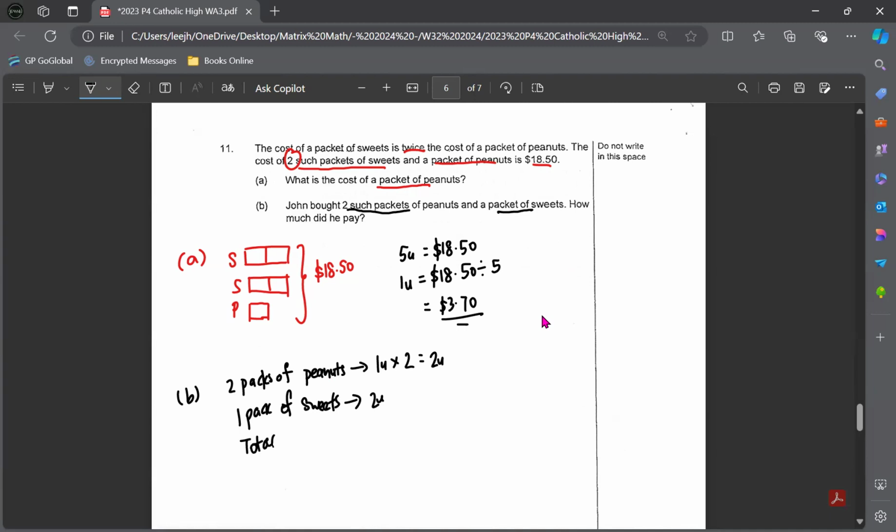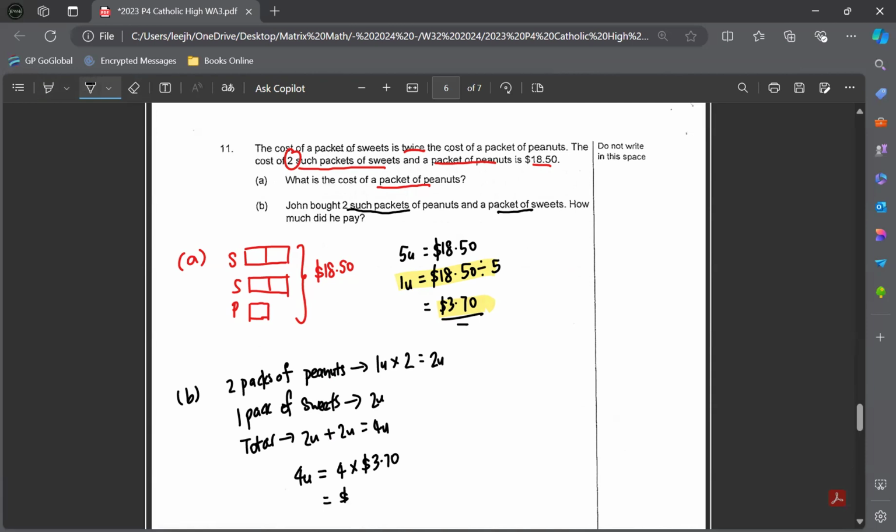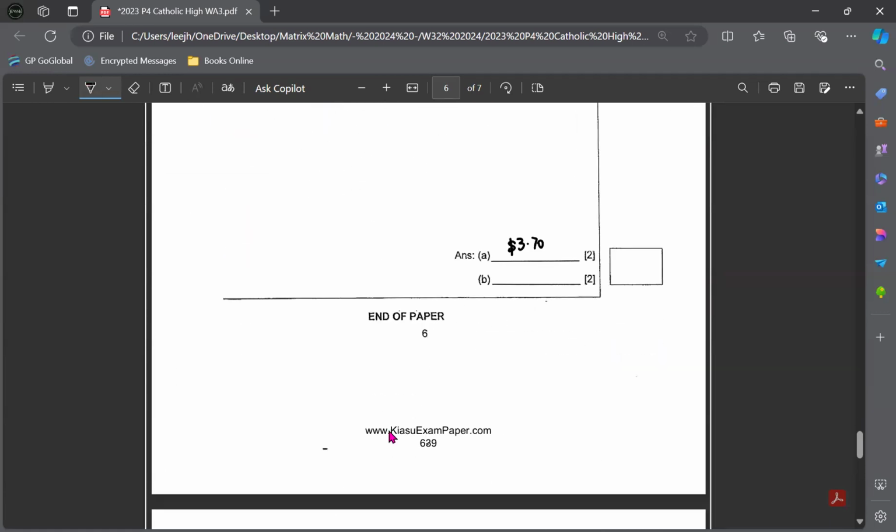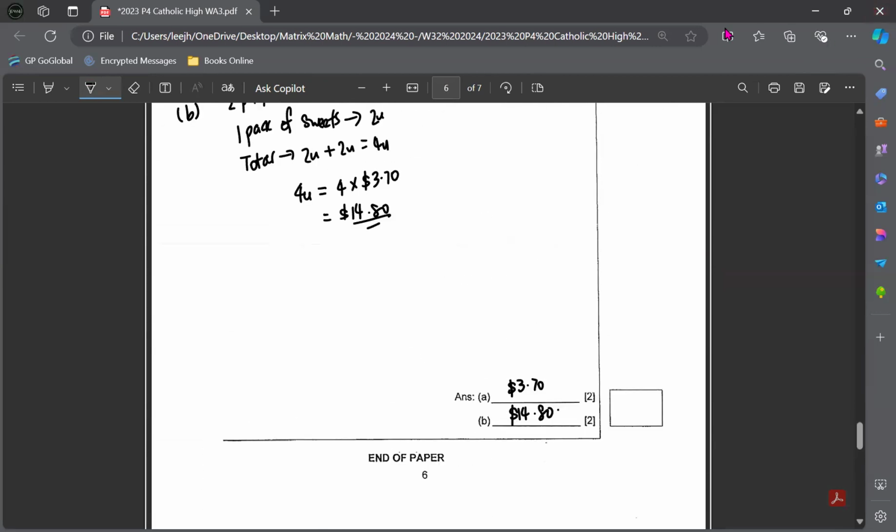So total, you're looking at the cost of 4 units. 2U plus 2U, 4U. So you already can see from question A, 1 unit is 3.70. So how do we find 4 units here? I take 4 times $3.70. Your answer will be $14.80. That's your answer. So please fill up 14.80. Okay? Okay, and we are done with the paper.